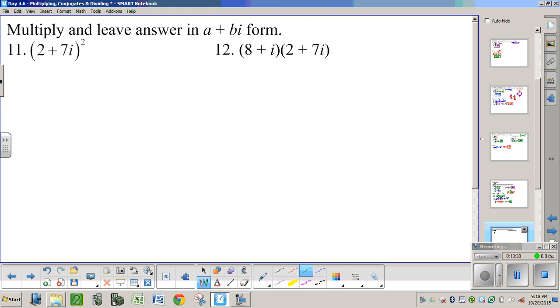Alright, I want you to try 11 and 12 on your own. So 11, I'll get you started. Notice it's squared. So you're going to multiply 2 plus 7i times 2 plus 7i. So remember to double distribute. Those are not conjugates. You can't take that shortcut. You've got to multiply out the whole thing. All right, and when you're ready, you can join me again and we can check our answers.